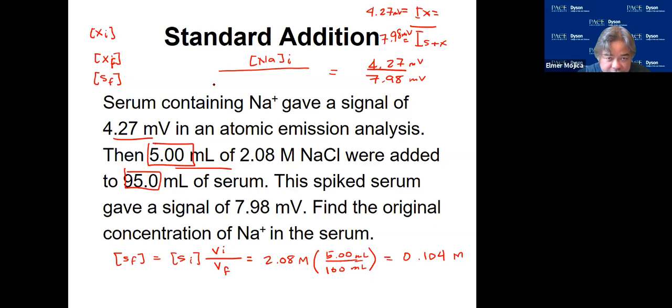So I'm going to put this here. Now, the next thing, so this is SF. What is XF? The problem with the XF is we don't know the XI because that's the sodium that we're going to analyze. But we know it's 95 over 100. Now, the question is, why do we know it's 95?